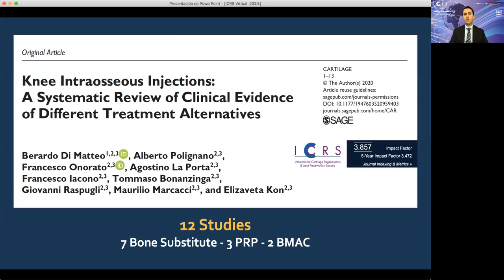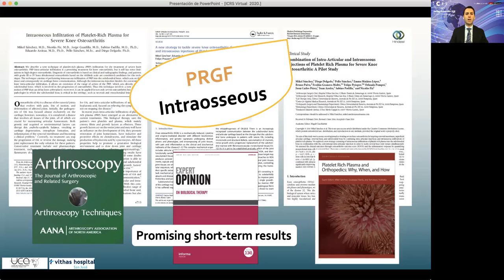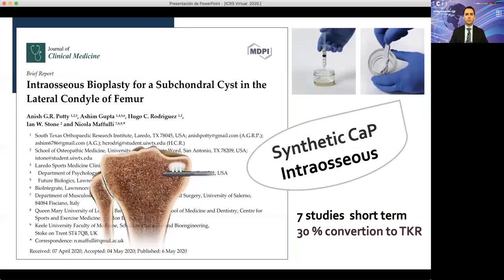In this very well done systematic review by the group of Elizaveta Kon, Maurilio Marcacci, and Berardo Di Matteo, published this year in the ICRS journal, they found 12 studies using injections to treat these bone marrow lesions. Among them are the PRGF or PRP intraosseous introduced by the group of Mikel Sanchez, and they show promising short-term results. The other technique is to inject synthetic calcium phosphate.